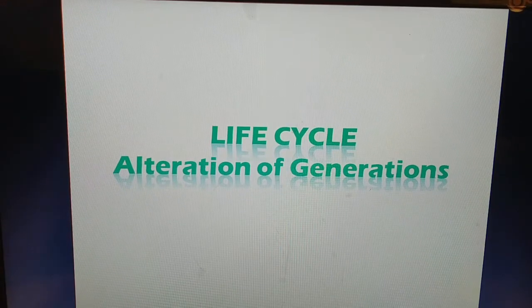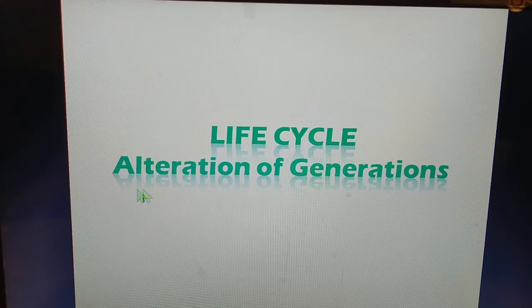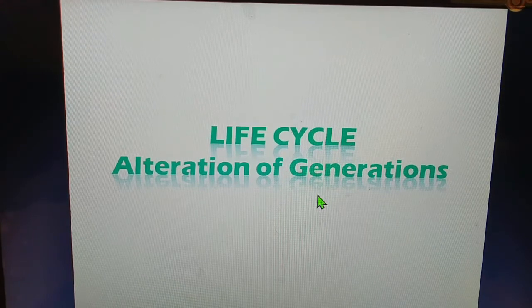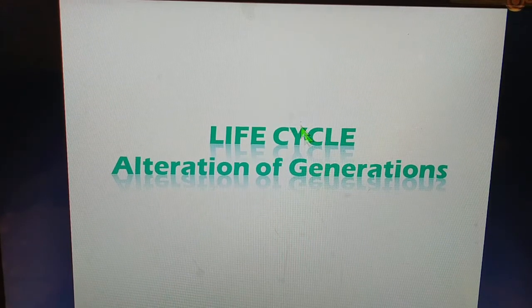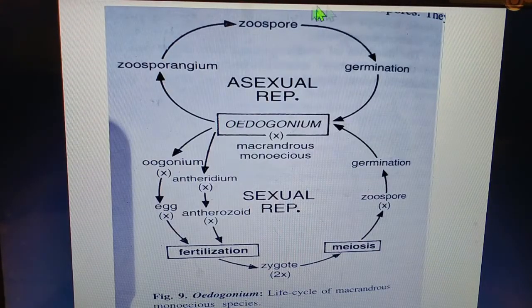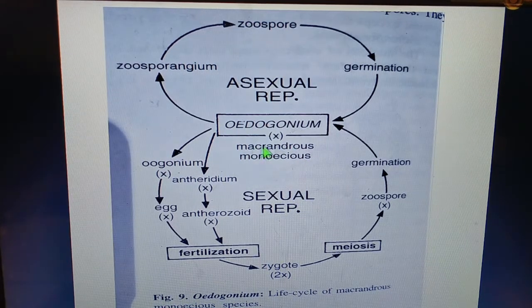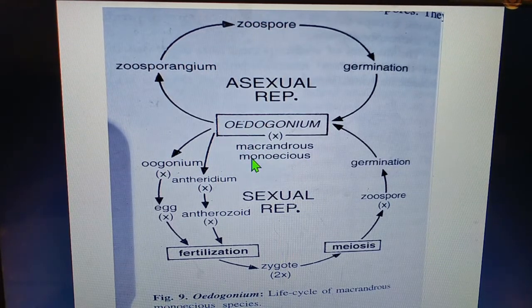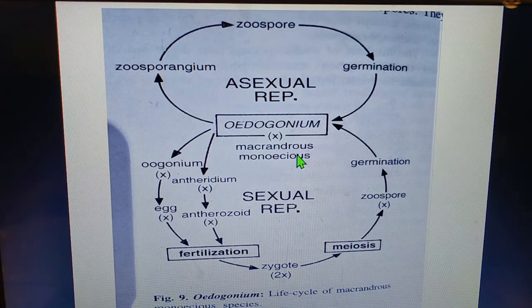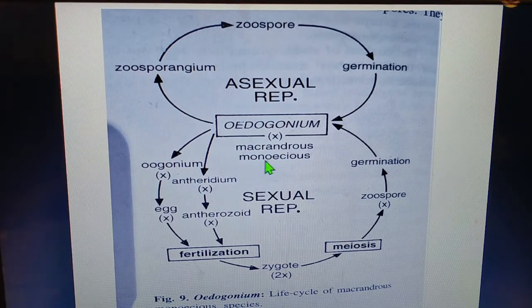So the next part here we come to the alternation of generations. Let us just take a look at the life cycle of Oedogonium. Now this is the life cycle in case of Macrandrous monoecious, meaning in Macrandrous species where both the male and the female structures are present on the same filament, so they are monoecious.